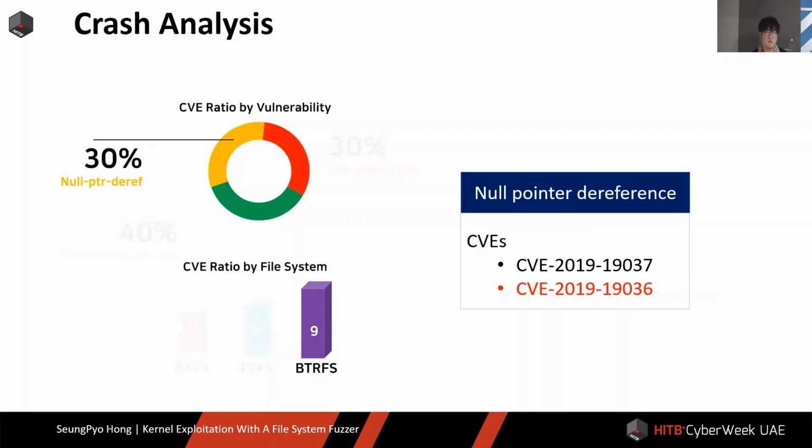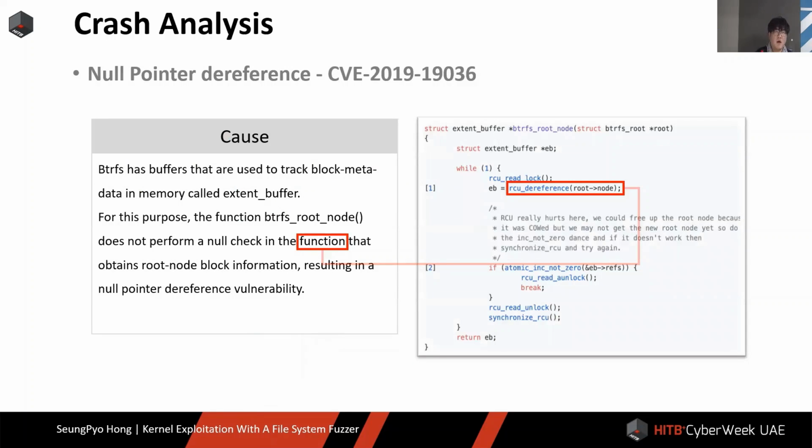Next, the 19036 vulnerability. The btrfs_root_node function is a function to safely get the root node of a tree. The vulnerability that occurs in btrfs_root_node is a null pointer reference vulnerability that occurs when the return value of the RCU dereference function is null.